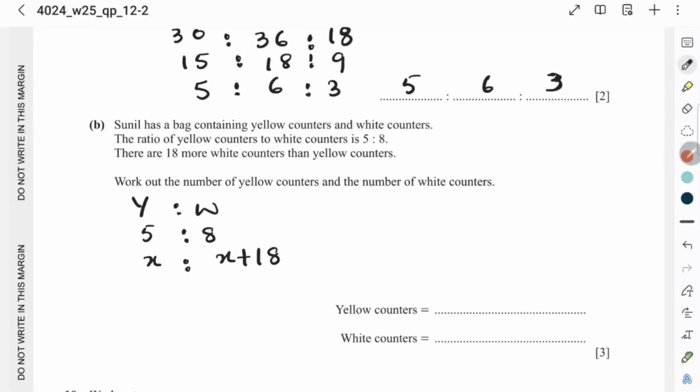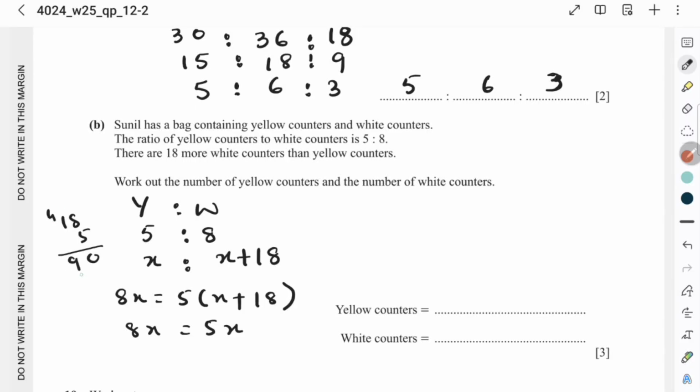So that will become 8x is equal to 5 times (x + 18). And then you can have 8x is equal to 5x plus 5 times 18, 5 8s are 40, 5 ones are 5 and 4, 90.